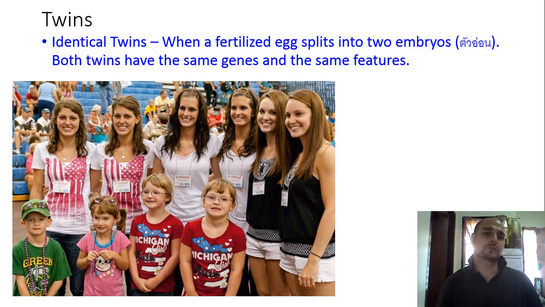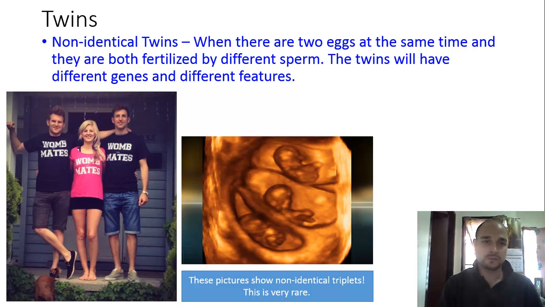Alright, twins. We're going to talk about twins. And take a look at the picture. Many sets of twins. These are identical twins. When a fertilized egg splits into 2 embryos, both twins have the same genes and the same features. Okay? So it's one fertilized egg and pulls apart. They have the same genes and the same features.